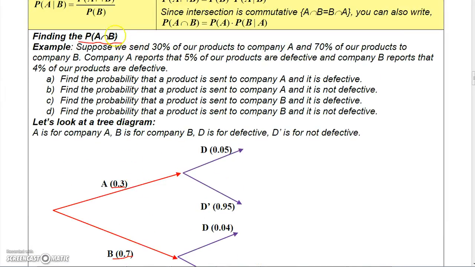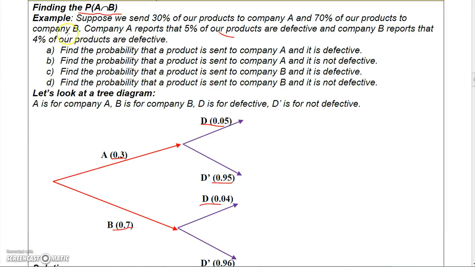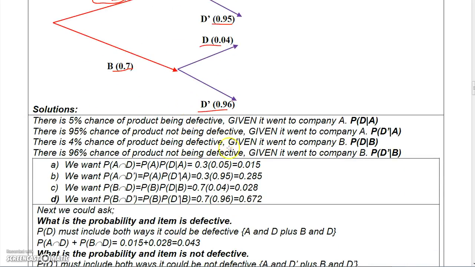Now, company A reports that 5% of our products are defective. So if you go to company A, we have 5% defective, which means 95% are not defective, D prime. And then B reports 4%. So if we follow the path to B, we have 4% defective and 96% not defective. So if we want to find the probability that a product is sent to company A and defective, we simply multiply these two together along this path. So the probability of A and D, just multiply these together and you get 0.015.